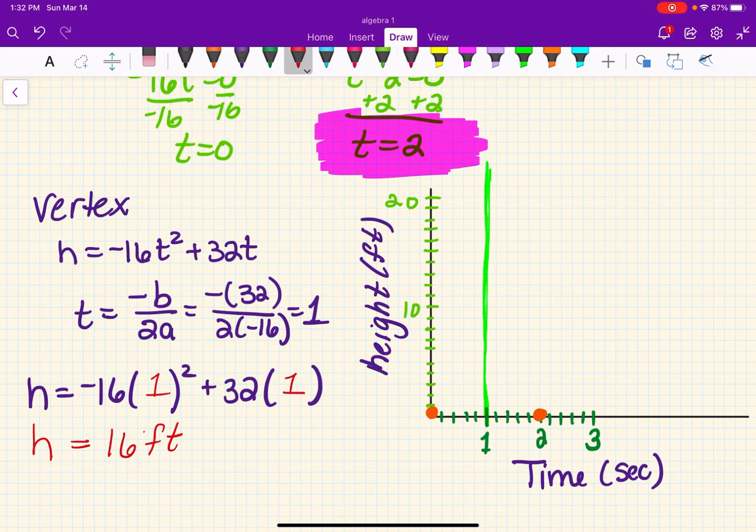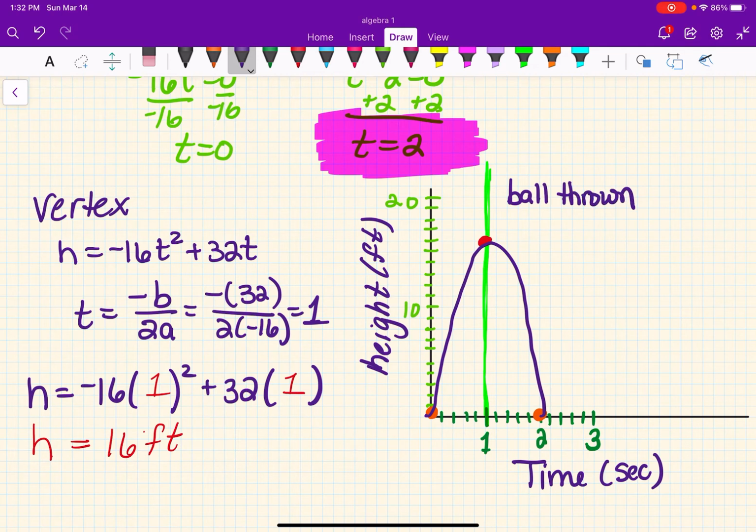So I'm going to come over here and I'm going to go 1, 2, 3, 4, 5, 6. And there's my vertex. And now I can draw the trajectory of this ball. Starts at 0, 0. In 1 second it hits 16 feet and it comes back to the ground. Gravity grabs it and brings it back down. The problem with my graph right now, if someone were to look at this, they wouldn't know what this is about. Is this someone jumping off the ground? What are we doing here? And so you might want to label it ball thrown, or throwing a ball, or something like that.